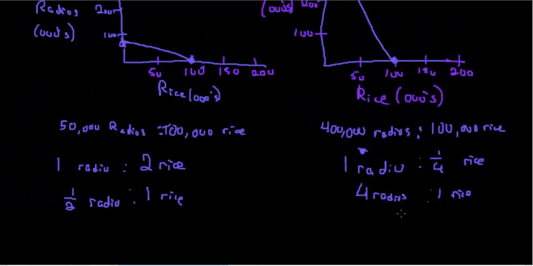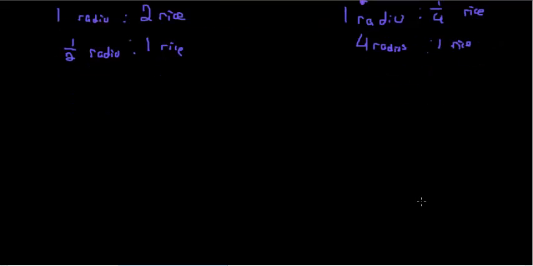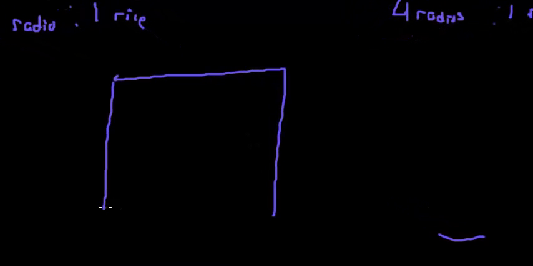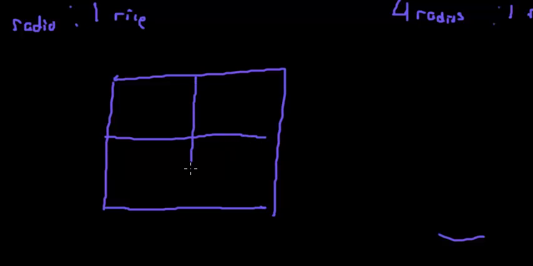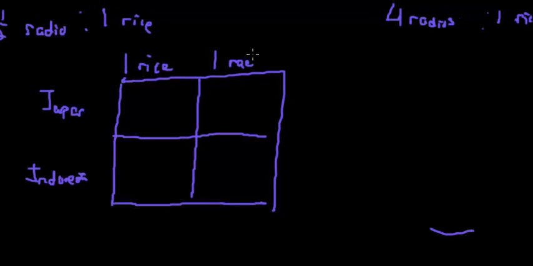Now I'm going to make this into a little table, and I suggest you do the same for most of your economics problems, like these kinds of problems. So we're going to draw a rectangle like this and divide it into 4 parts. So let's say that this is Japan, this is Indonesia, and this is the opportunity cost for 1 more pound of rice for Japan and Indonesia, and this is the opportunity cost for 1 more radio for Japan and Indonesia.